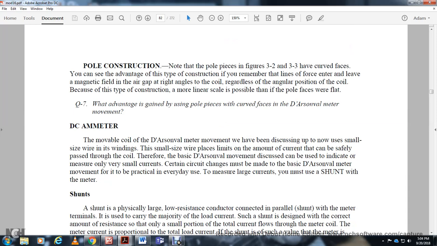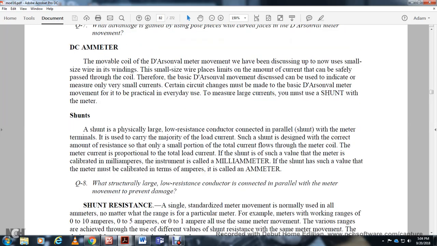Now, the small wire size used in the coil limits the amount of current that can be safely passed through it. Therefore, the basic D'Arsonval meter movement is a sensitive indicator for measuring small currents. Certain changes must be made to the basic D'Arsonval meter movement for practical everyday use, as you would need to measure large currents, which must be done with ammeters.